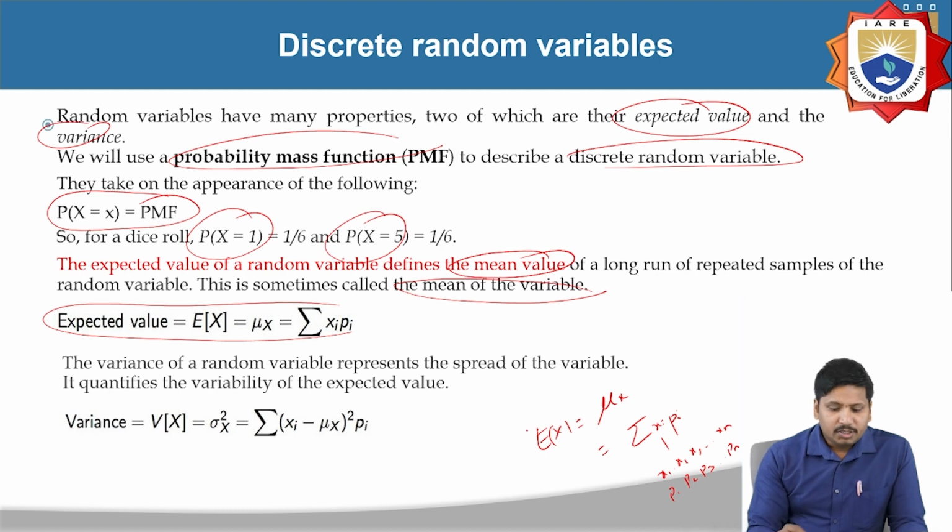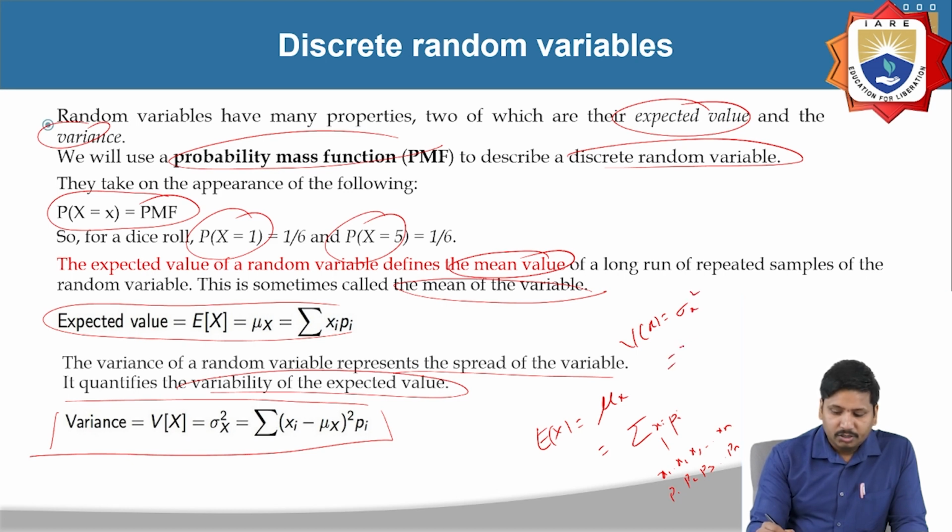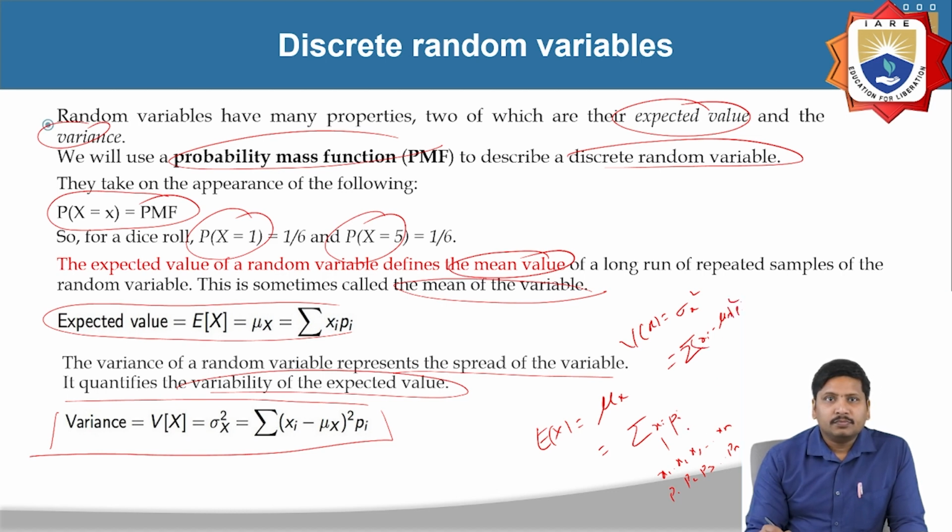And the variance of this random variable represents the spread of the variable. Normally it quantifies the variability of the expected value. So the variance is defined as V(X), or I can write it as σx², which is represented as the sum of (xi minus μx) whole square into pi. So in a discrete random variable, we are going to calculate these two values: mean and variance.